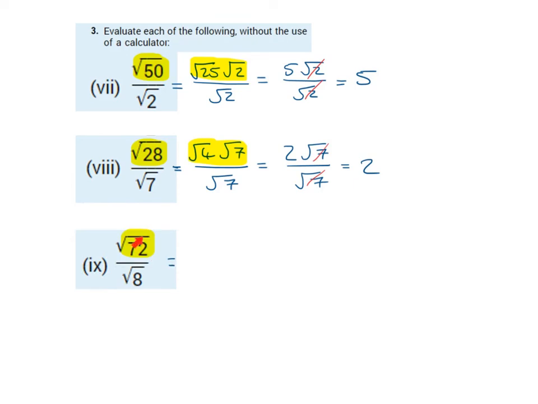Next we have root 72 over root 8. 72 we factorise to be 9 times 8. So 9 times 8 is 72 and 9 is a square number. The square root of 9 is 3. And then the root 8s will cancel, leaving us with 3.